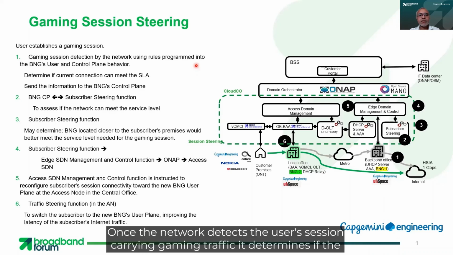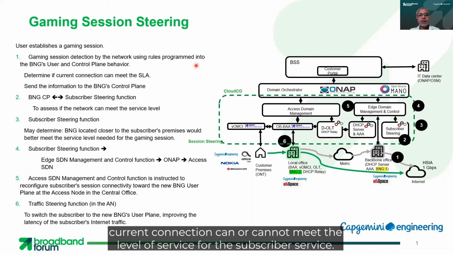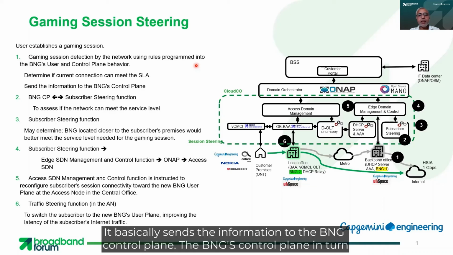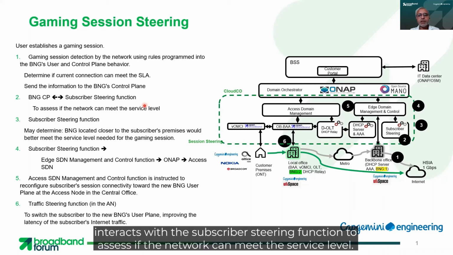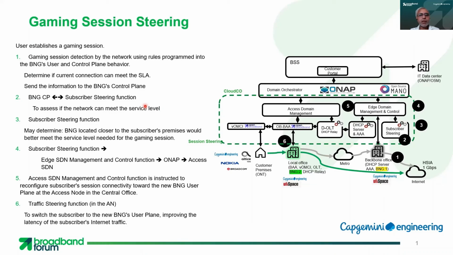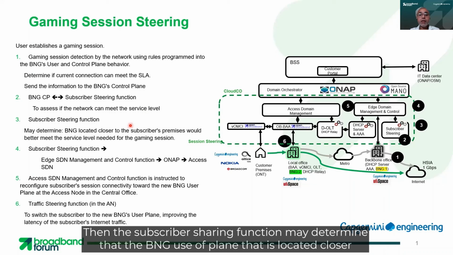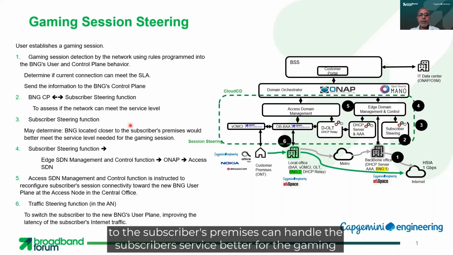Once the network detects the user's session carrying gaming traffic, it determines if the current connection can or cannot meet the level of service for the subscriber service. It basically sends the information to the BNG's control plane. The BNG's control plane, in turn, interacts with the subscriber steering function to assess if the network can meet the service level. Then, the subscriber steering function may determine that the BNG user plane that is located closer to the subscriber's premises can handle the subscriber's service better for the gaming session.